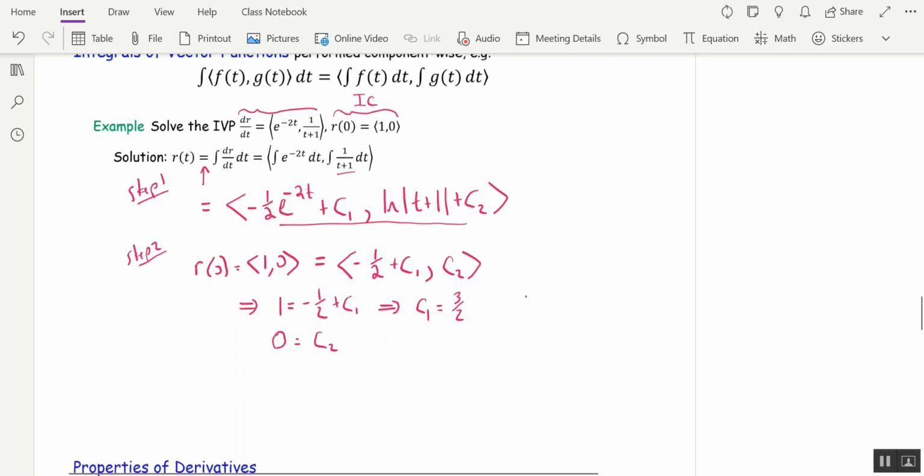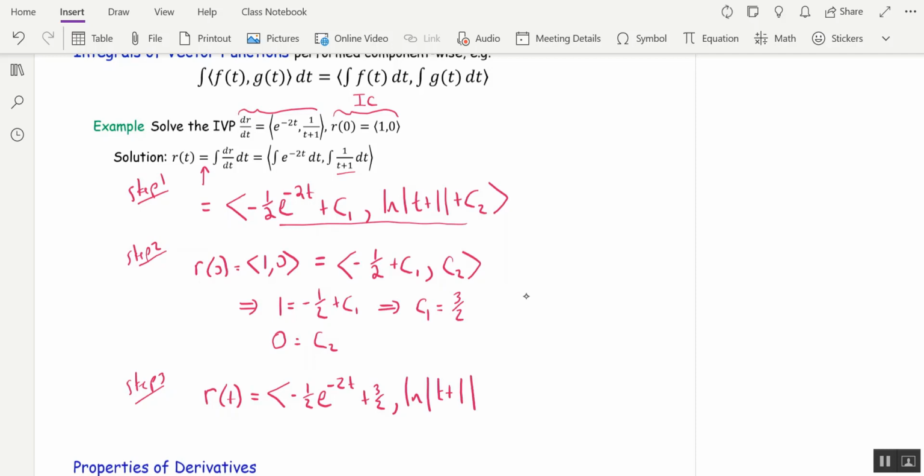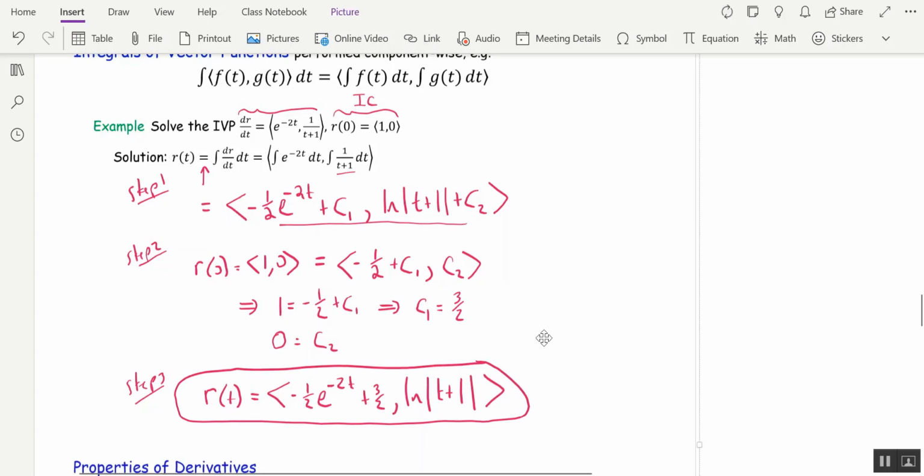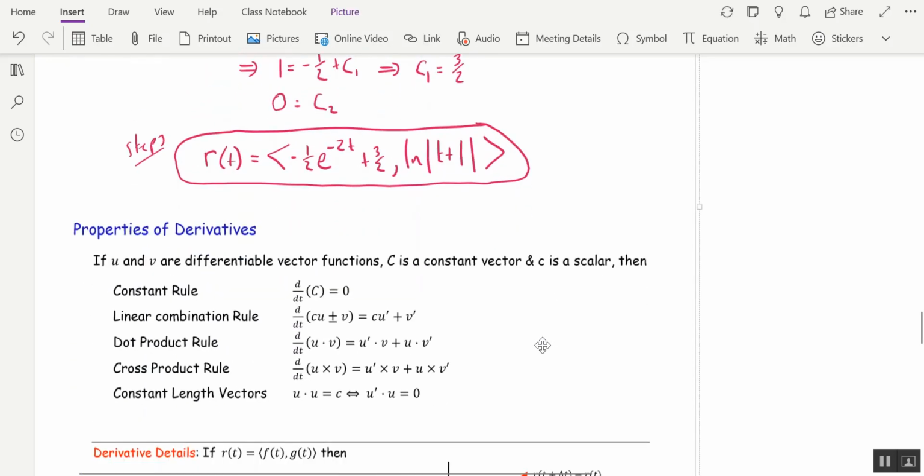So step 3 is to put step 1 and step 2 together. So r of t is -1/2 e to the -2t plus C1, and C1 is 3/2. And then ln absolute value of t plus 1 plus C2, but C2 is 0. And so there's our final answer. Okay, and you can read about properties of derivatives right here. And then that is the end of this section.